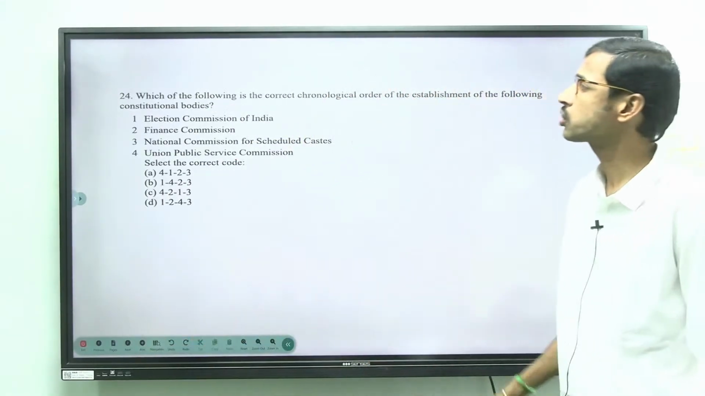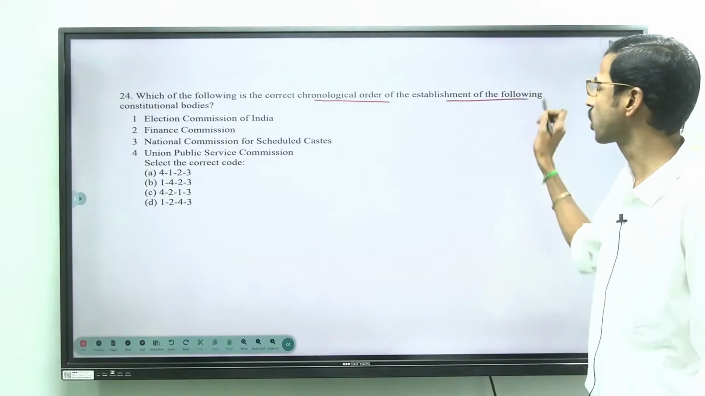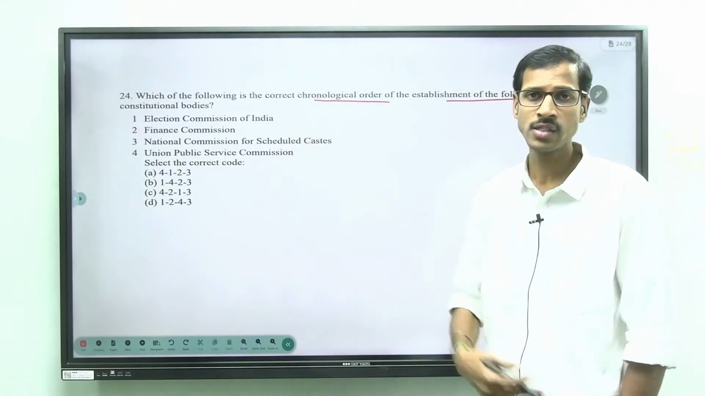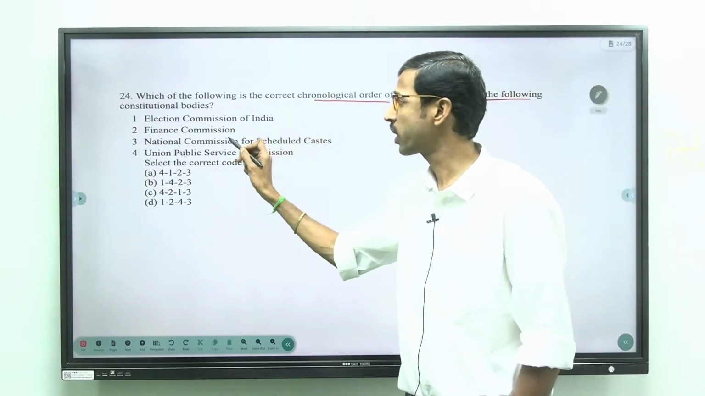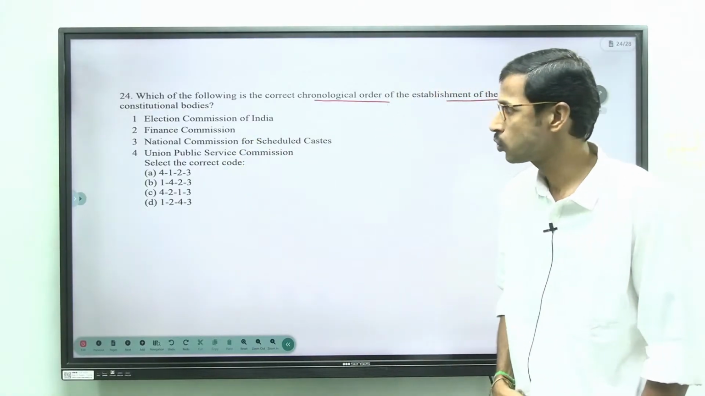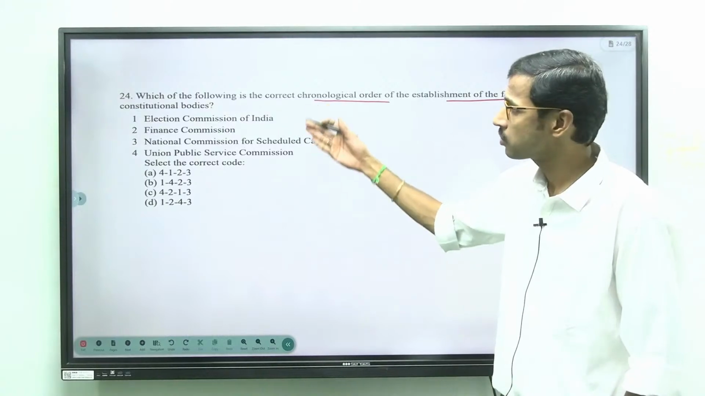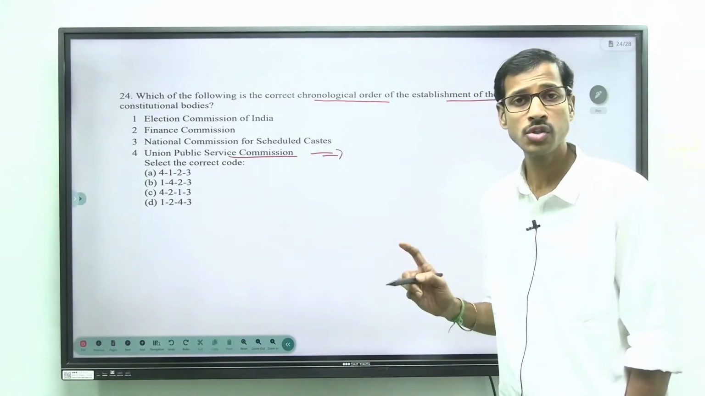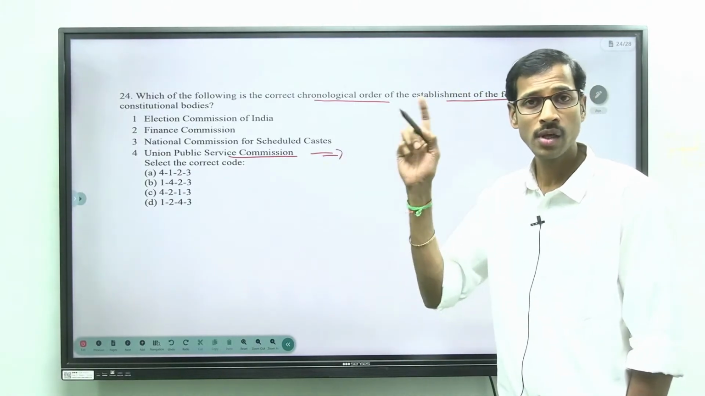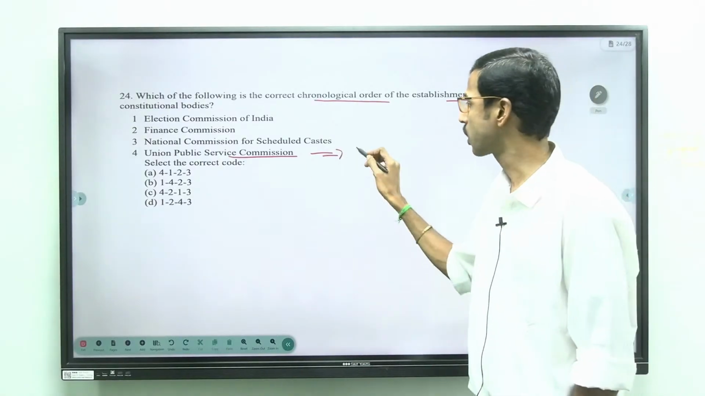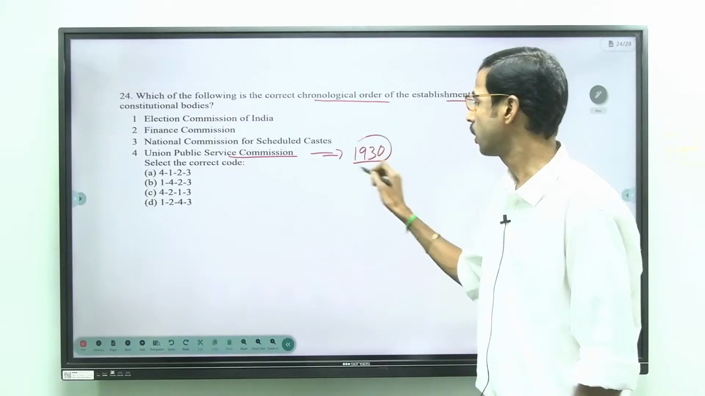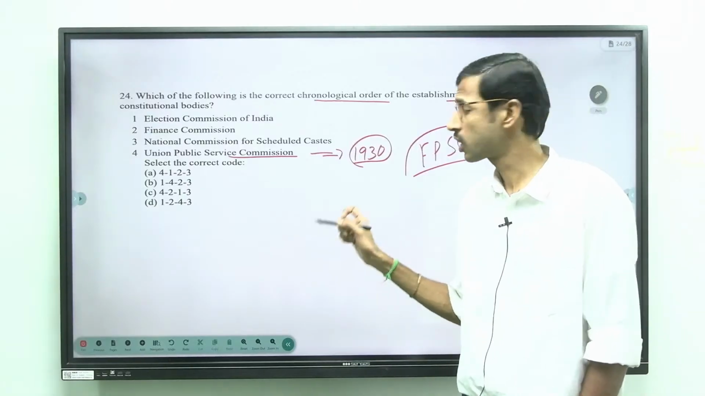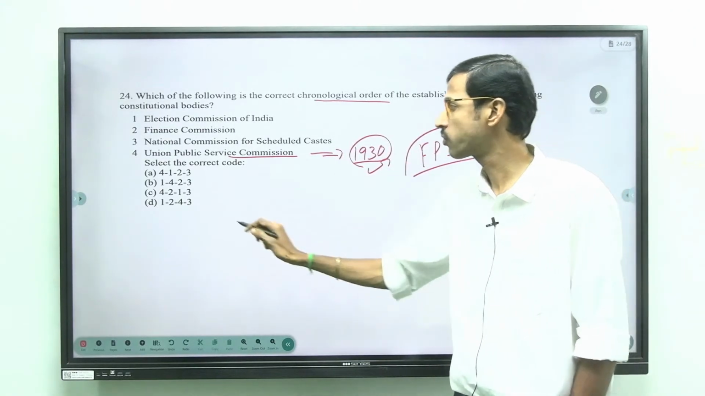So if you see the next question: which of the following is the correct chronological order of the establishment of the following constitutional bodies? These are constitutional bodies we have already discussed in the classes. Election Commission of India, Finance Commission, National Commission for Scheduled Castes, Union Public Service Commission. Of all these constitutional bodies, the Union Public Service Commission was not established after independence. Previously only it was established, in 1930, as the Federal Public Service Commission. That's why the first one is 4, right?